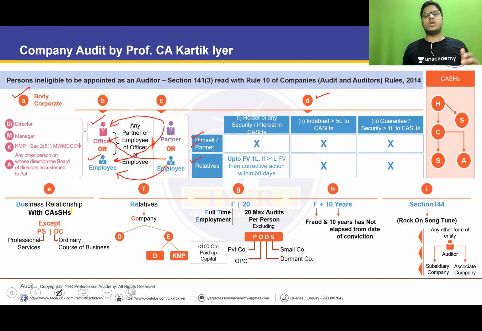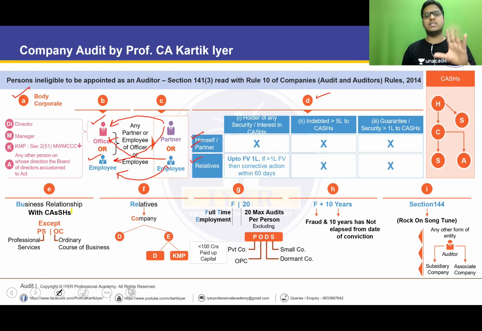So relatives also cannot hold shares, but they have said the permissible limit for relatives is up to face value 1 lakh. Can the relatives hold shares up to face value rupees 1 lakh? The answer is yes. However, if it exceeds face value rupees 1 lakh, then corrective action should be taken by the relative within how many days? 60 days.